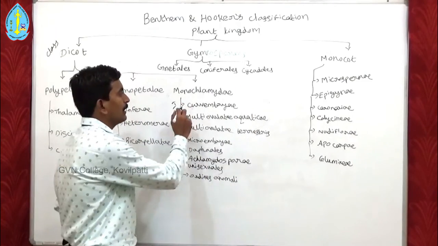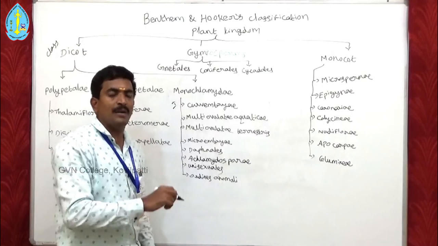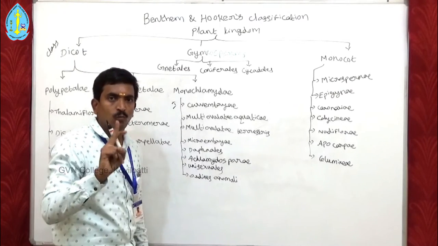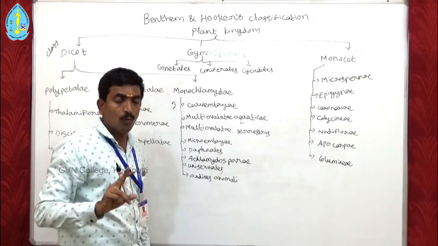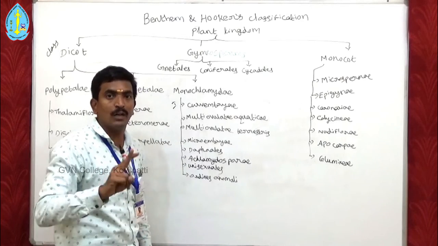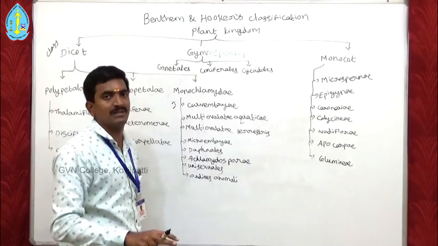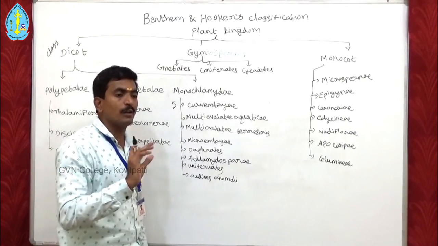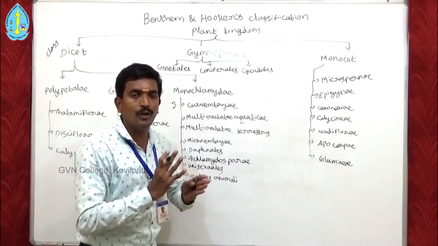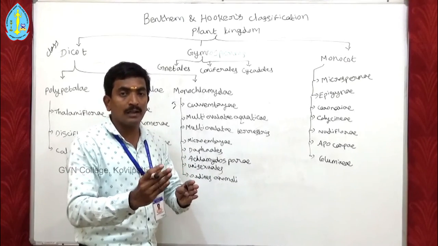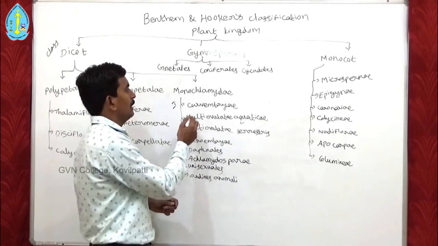The first series is Curvembryae. Curvembryae means it contains only one ovule. Only one ovule is present, that means only one carpel and one ovule. The embryo is coiled. Plants with a coiled embryo come under the series Curvembryae.